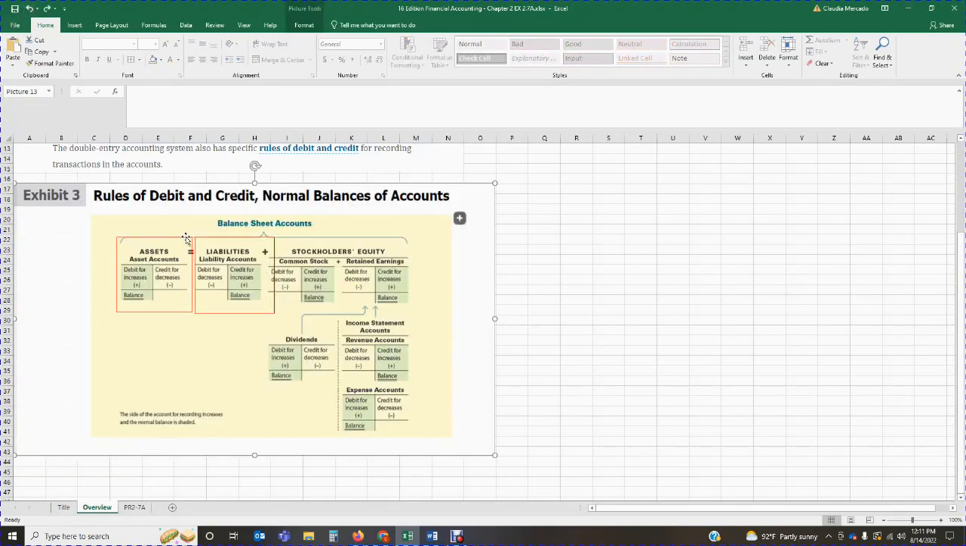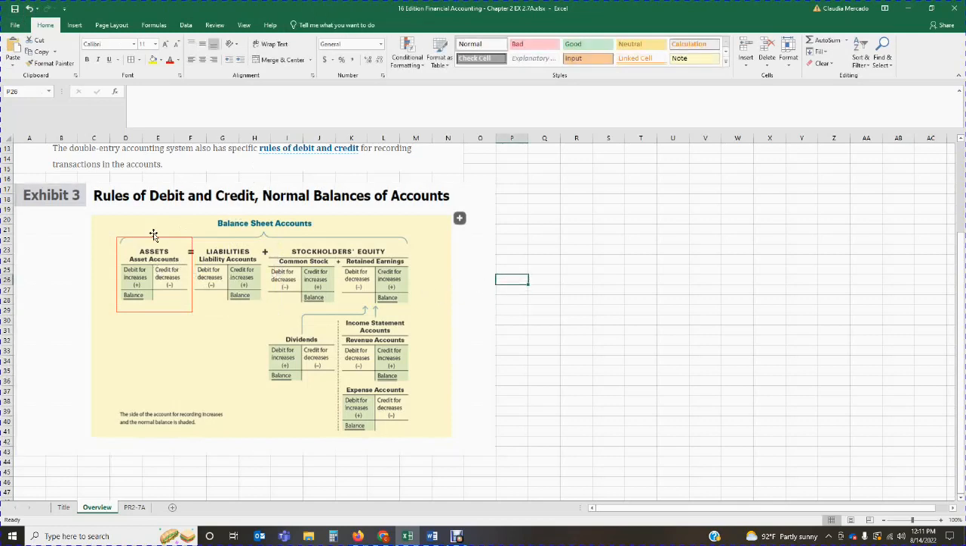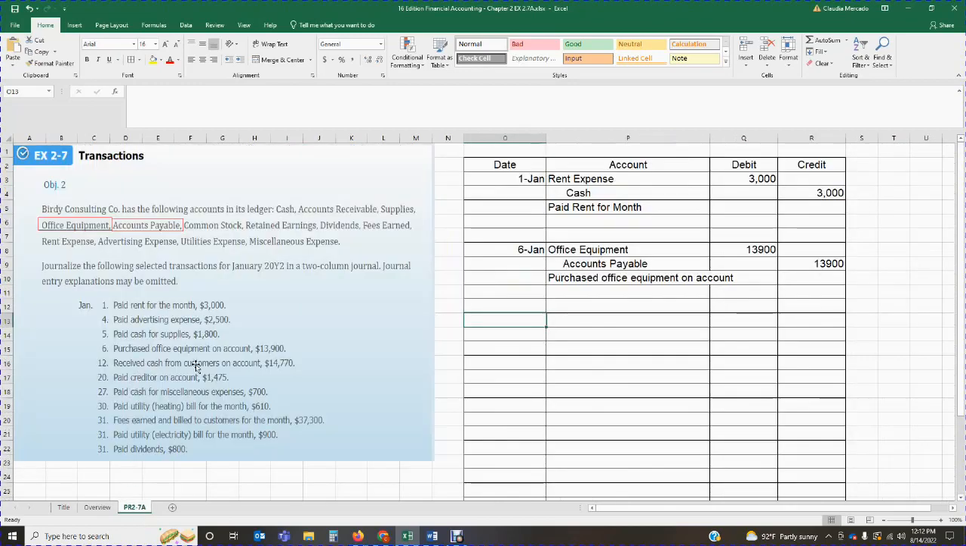Oh, sorry about that. So my first transaction affects my asset account. My second transaction also affects my asset account. So this particular transaction affects two of my asset accounts. One of them is going to increase, the other one is going to decrease. So cash is an asset that's going to be increasing. Now the transaction says that we receive cash from customers on account.